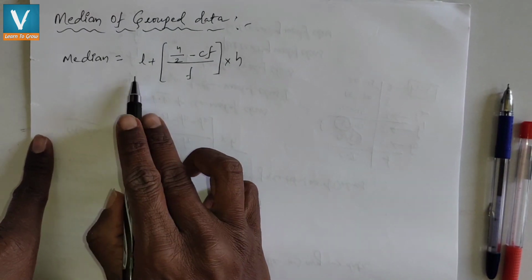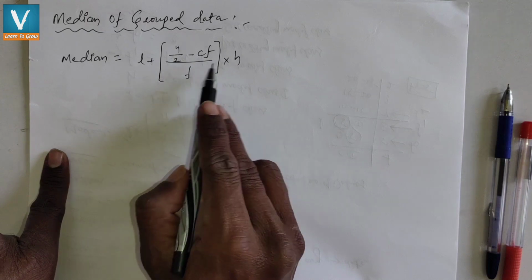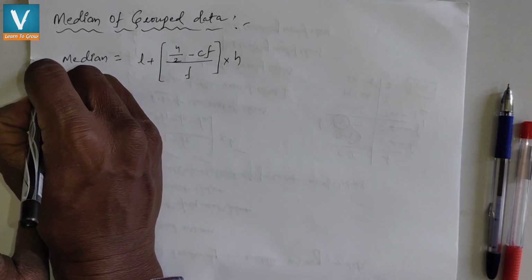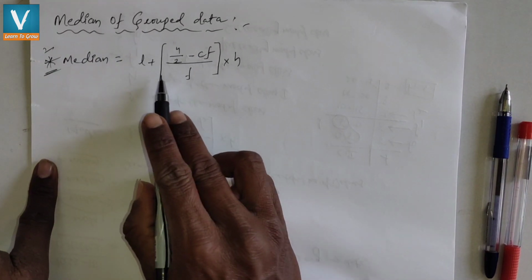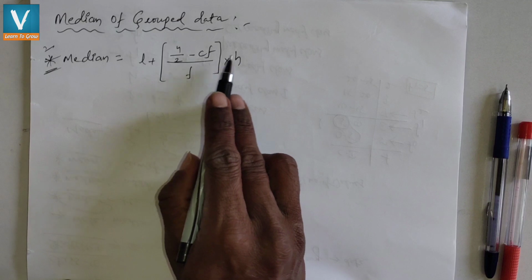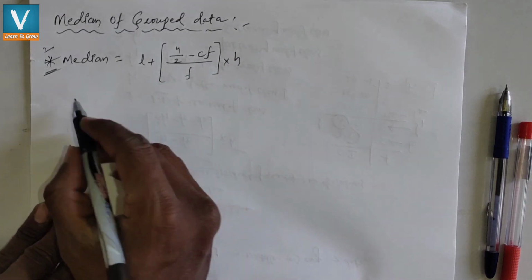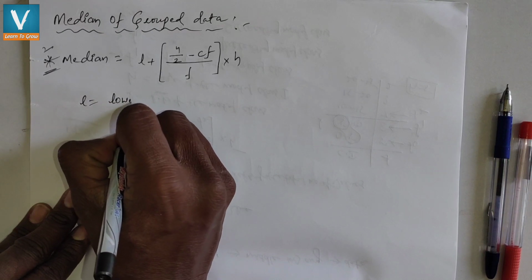The formula of median is equal to L plus (n by 2 minus CF) by F, into H. So maybe you will have the chance to get a 2 marks question: expand each term in the median formula. What indicates L, N, CF, F and H? First we'll see this one. Here L indicates a lower boundary.